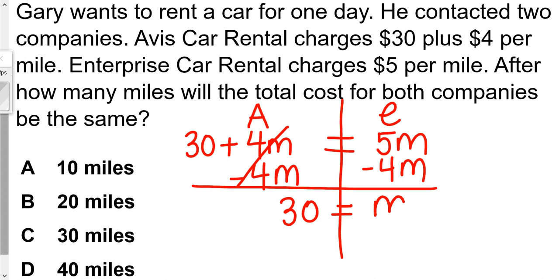Okay, and therefore our answer is going to be C. Now you can check this by plugging it back into your equation. So after how many miles will the total cost for both companies be the same? Your answer is going to be $30 miles.